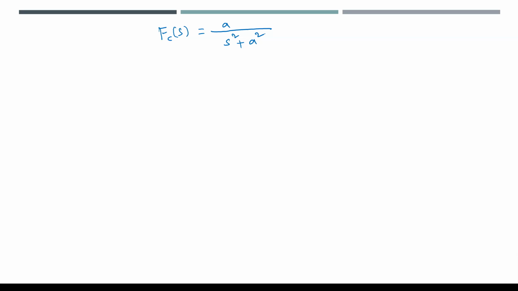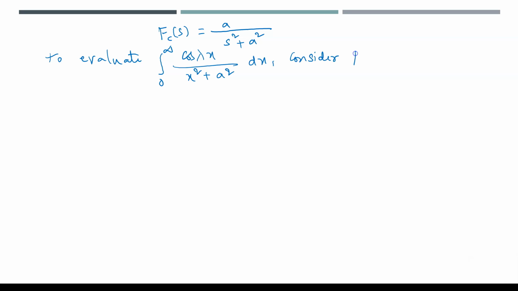Now we have to evaluate the integral. To evaluate the integral 0 to infinity cos lambda x by x square plus a square dx, consider the inverse Fourier cosine transform. So what is the inverse Fourier cosine transform? Let us see.